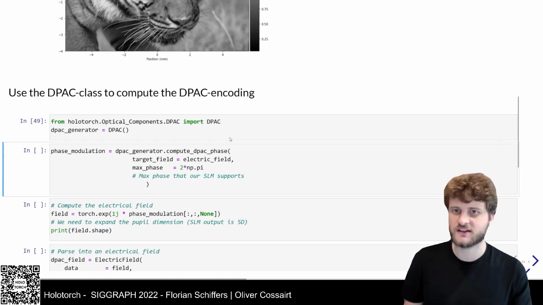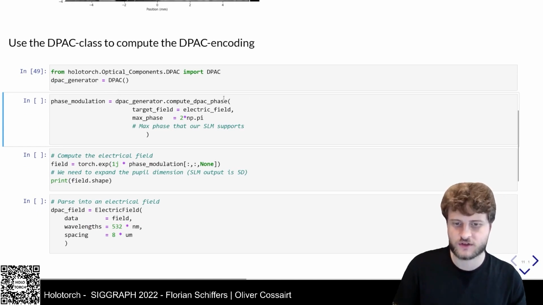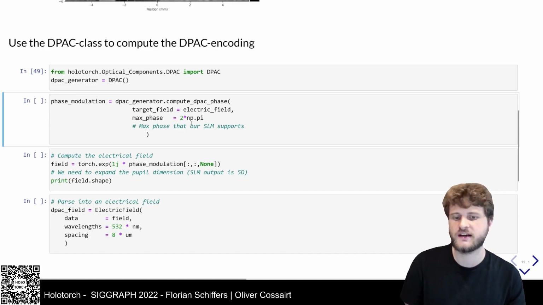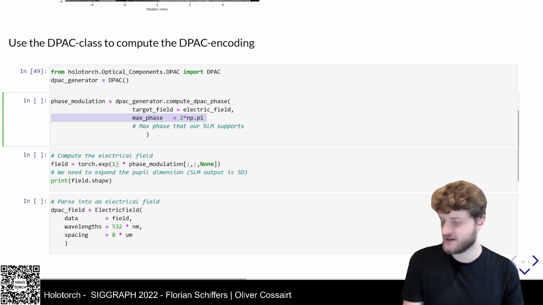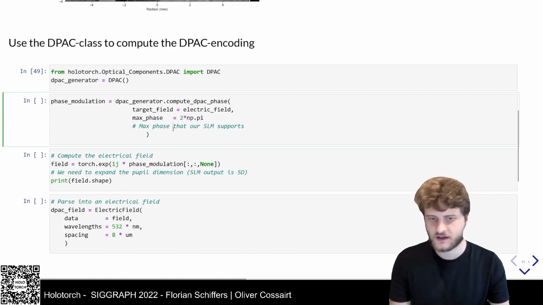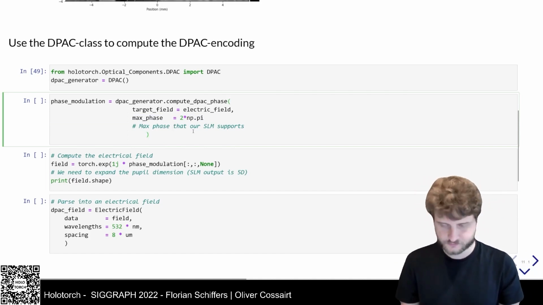DPAC is basically a class which does the encoding for you. And then we can call the DPAC generator method called compute DPAC phase. So we're going to input the electrical field, which has a 0 phase currently, and then we're going to say that the max phase of our SLM should be 2 times pi. There are different SLMs, so there could be different max phases. I think typically our SLM supports 2 pi because it's the easiest to put on.